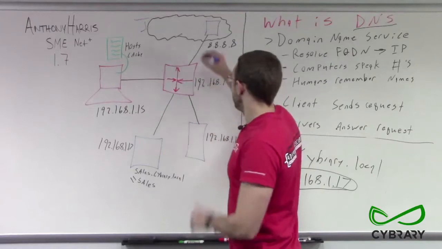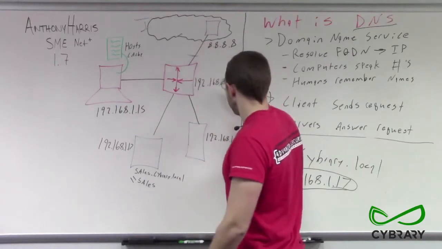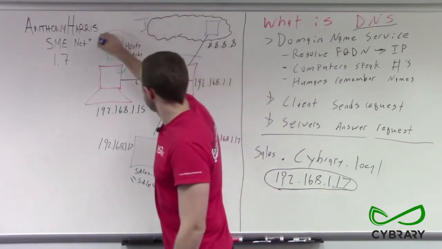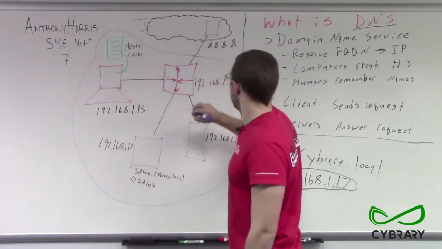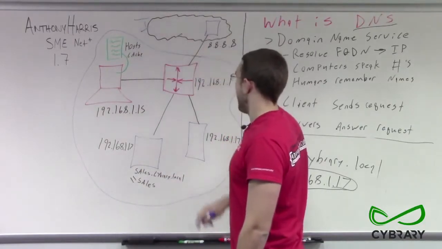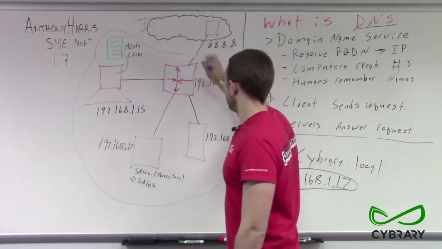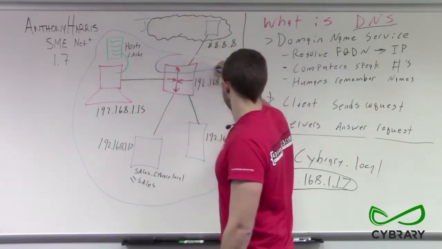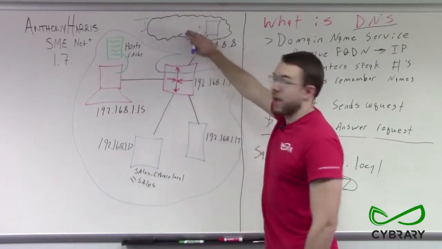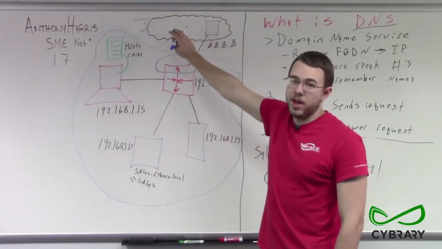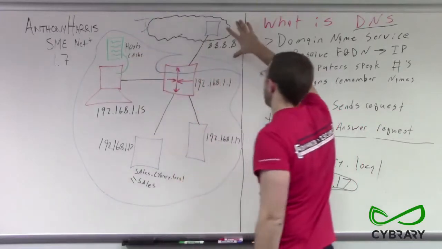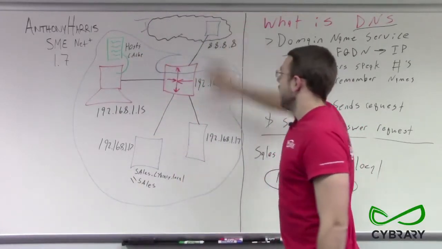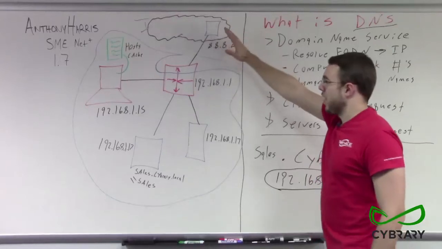So everything inside here is our local network, and then everything outside that is our external network. So in our model here, we have our internal network, and then we also have our external network outside that. So our external network is going to be the internet.